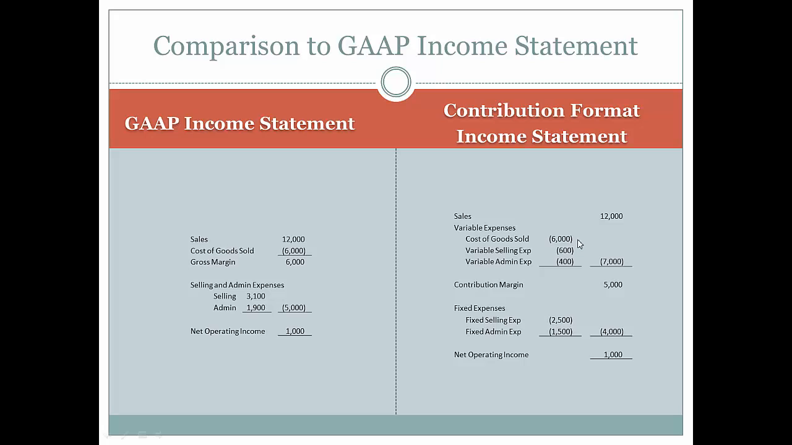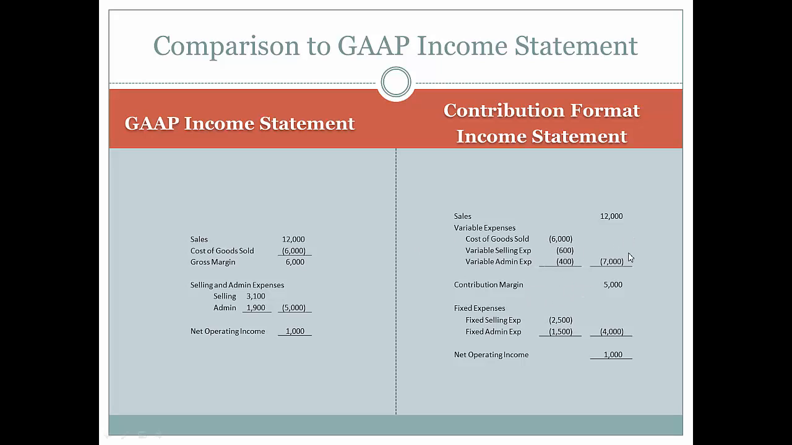So cost of goods sold is considered a variable expense because cost of goods sold does not come into being unless something's sold. So it is in direct relationship to sales and therefore is always variable in relationship to sales and is considered a variable expense. We also have a variable portion of the selling expenses and a variable portion of the administrative expenses.